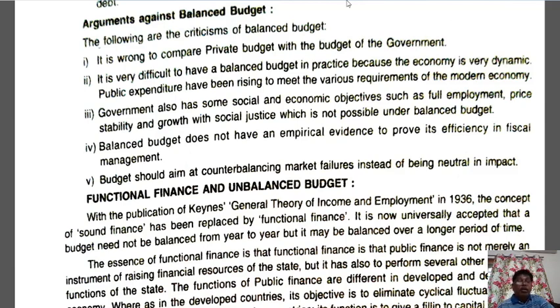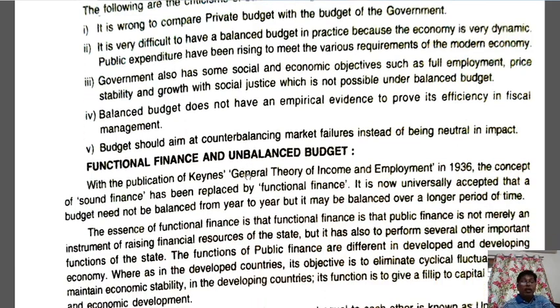And next, the balanced budget does not have empirical evidence to prove its efficiency in fiscal management. And last, the budget should aim at counteracting market failure instead of being neutral in impact. This is a drawback of the balanced budget.